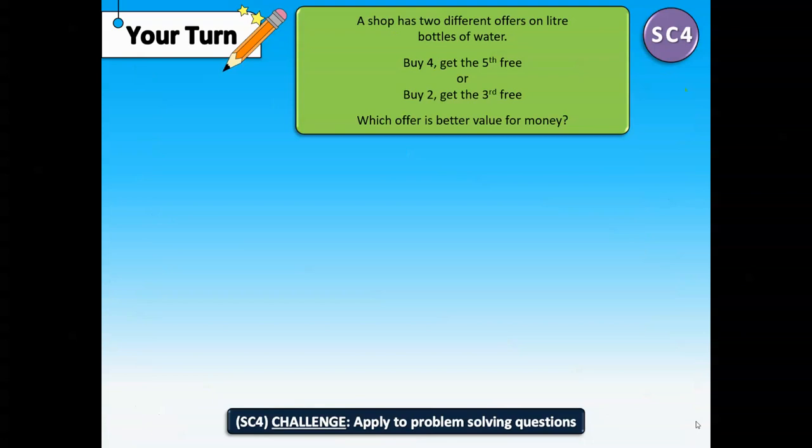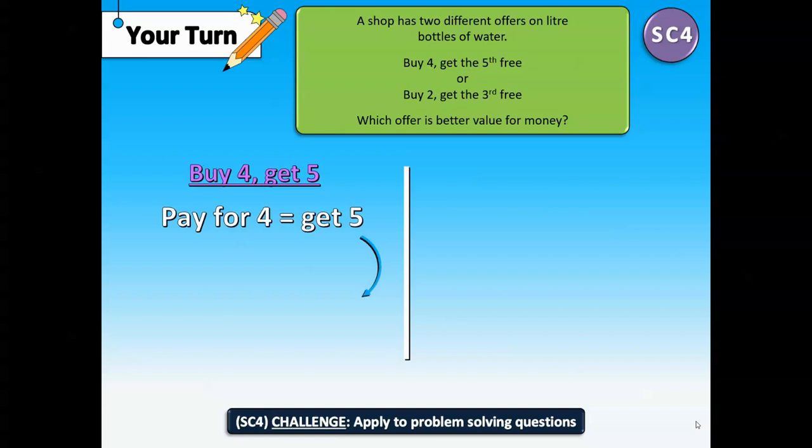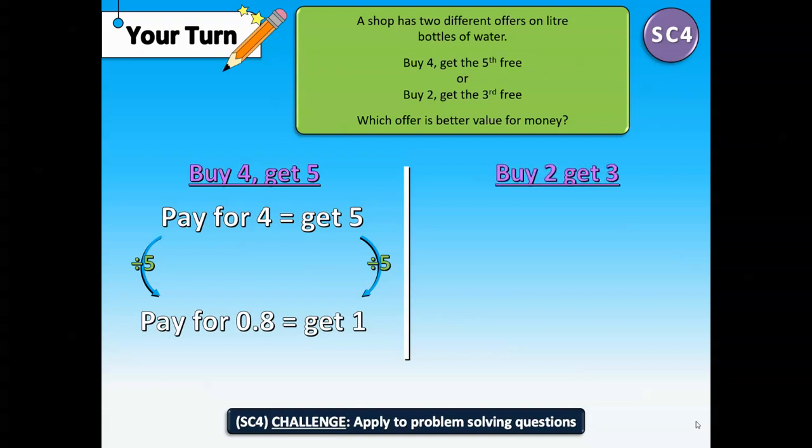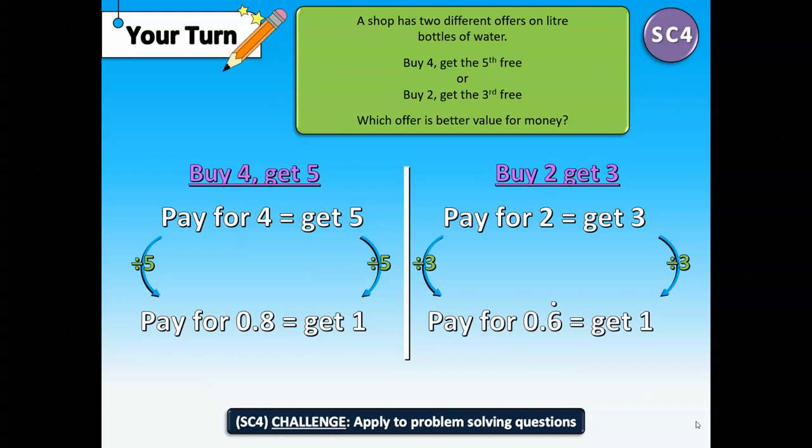So for the green question, we've got 2 offers. So we pay for 4, but we get 5. So if we divide that by 5, we pay 0.8 to get 1 pot in the first offer. In the second offer, we pay for 2, but we get 3. So if we divide that by 3, you can see we pay 0.6 recurring to get 1. So the second offer is cheaper.